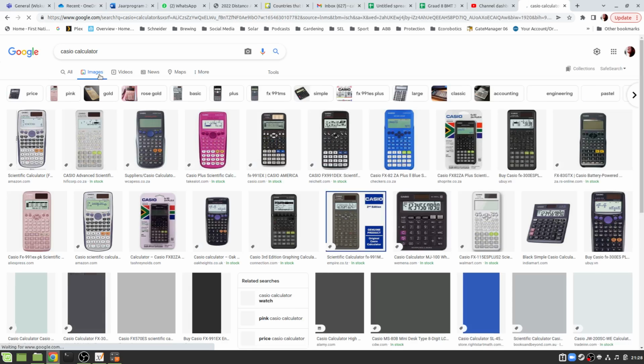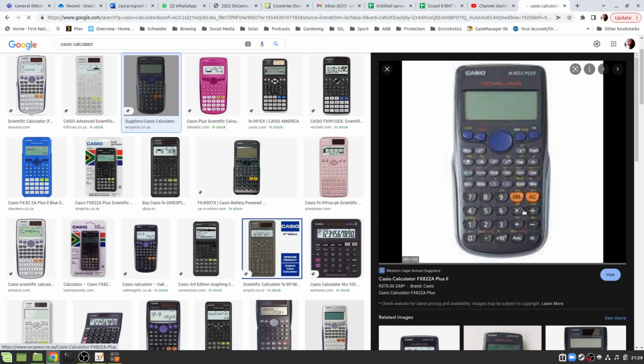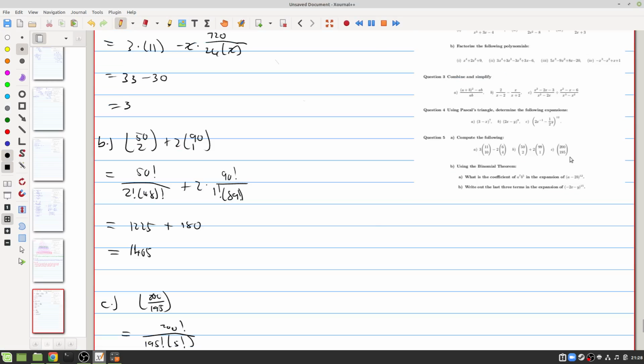Images, something like this. Did the picture load properly? Okay, so there you see here, that's nCr. That's the button you want to use. So it's shift and then the divide button, at least on this one. But that's what the nCr button looks like. It just says nCr. Alright, so that was question A, and then B. Let's finish up with question B.